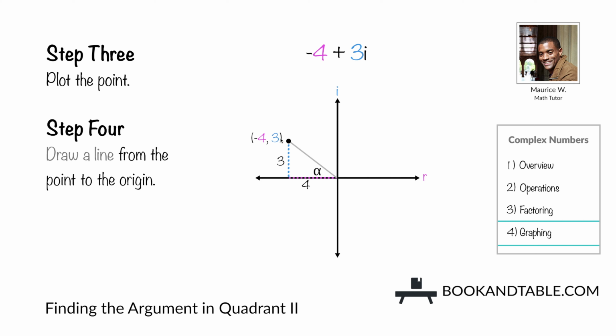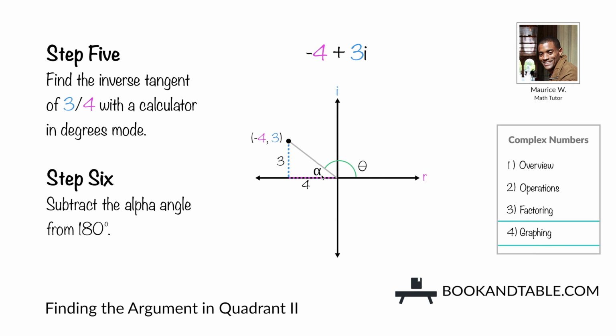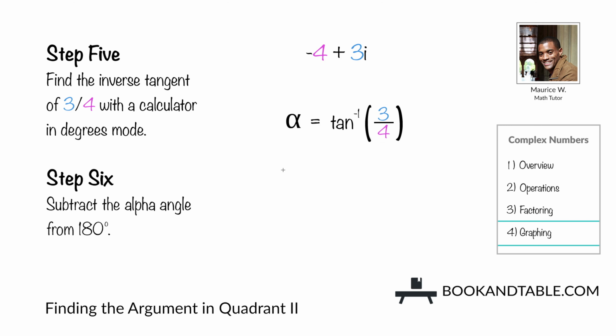So now that we have this right triangle, we know that this angle here is our alpha, and the remaining angle along the real axis would then be our theta, or our argument. So we'll first need to calculate the alpha angle using the inverse tangent of the opposite side over the adjacent side, which would be 3 over 4. So we find the inverse tangent of 3 over 4 with a calculator in degrees mode, which shows us that alpha is equal to 37 degrees.